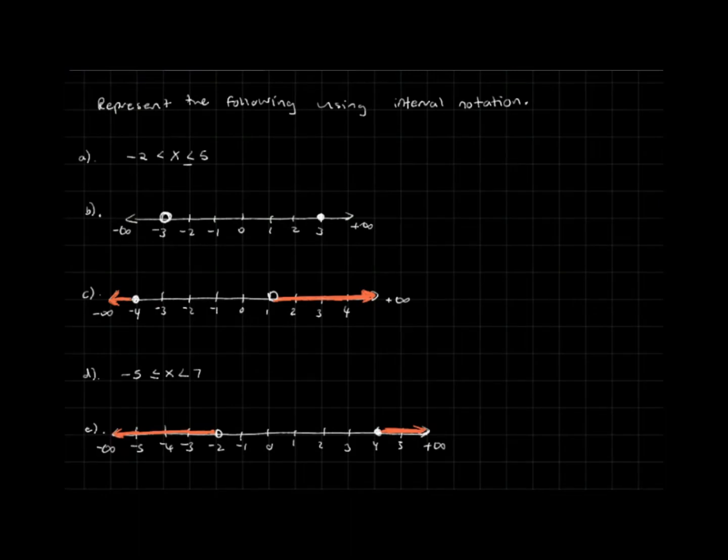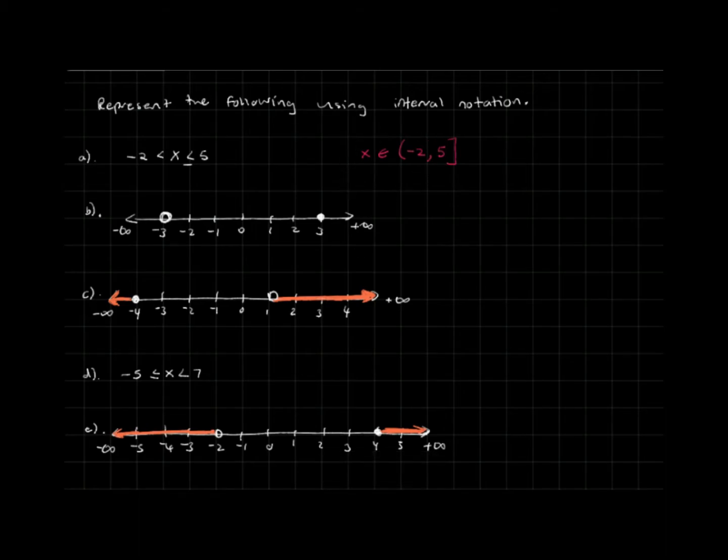Alright, let's represent the following using interval notation. For part A, we have x is greater than negative 2 and less than or equal to 5. So I'm going to write this as x belongs to, if it's greater than negative 2, it's not inclusive of negative 2, so use the round brackets, negative 2 as the lower limit. And in this case, for the upper limit, x is less than or equal to 5, so I'm going to use the square bracket because it is inclusive of 5. Okay, so that is interval notation.